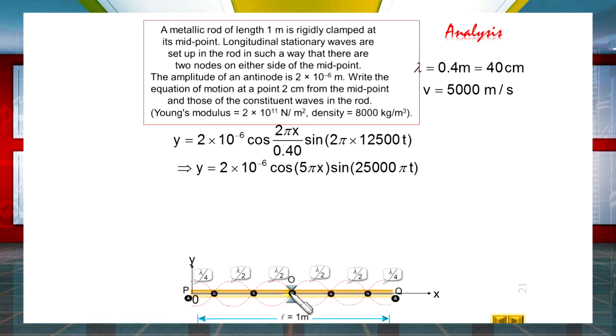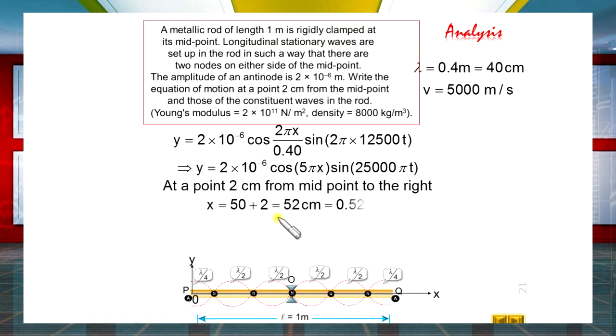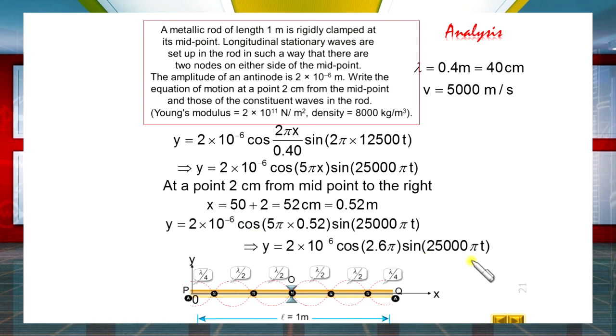The middle point is the 50 centimeter point, and 2 centimeter to the right of this should be 50 plus 2, that is 52 centimeter, which is equal to 0.52 meter. Now we can substitute the value of x in this equation. By this way we can find the equation of motion of the point 2 centimeter from the middle point. This is the equation.